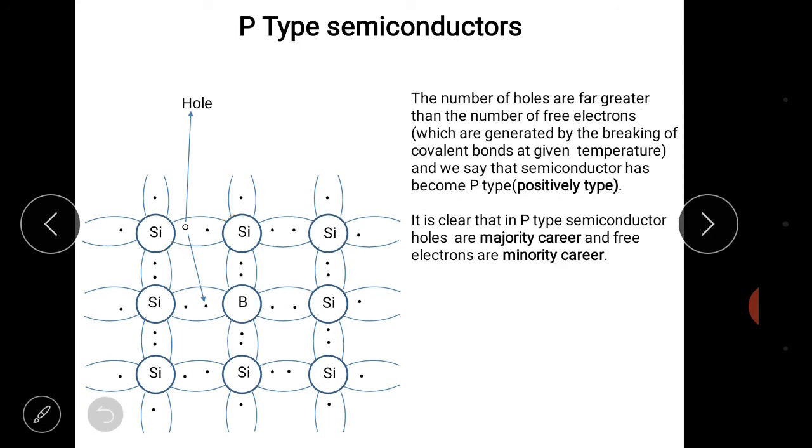The number of holes is far greater than the number of free electrons which are generated by the breaking of covalent bonds at a given temperature, and we say that the semiconductor has become P-type, that is positively type. It is clear that in P-type semiconductor, holes are majority carriers and free electrons are minority carriers.